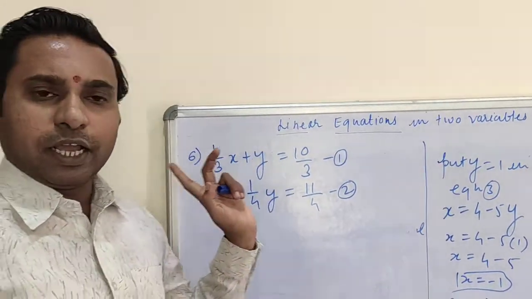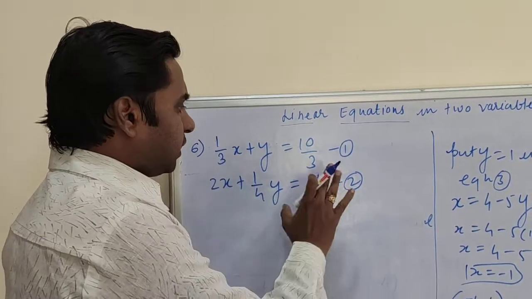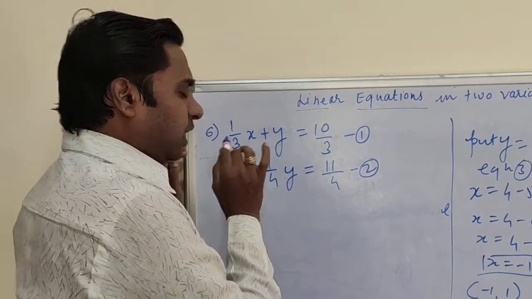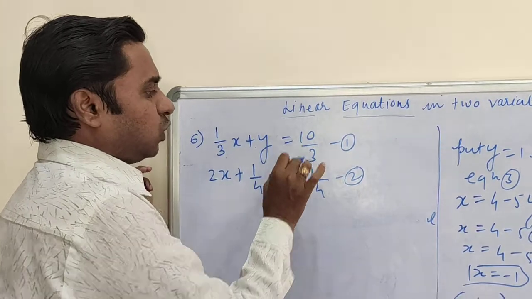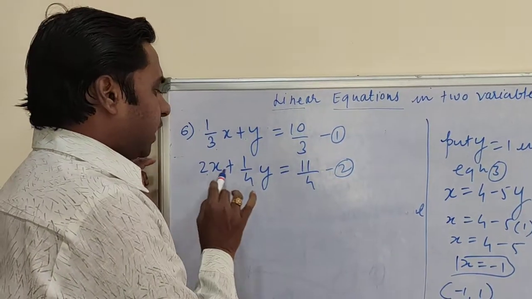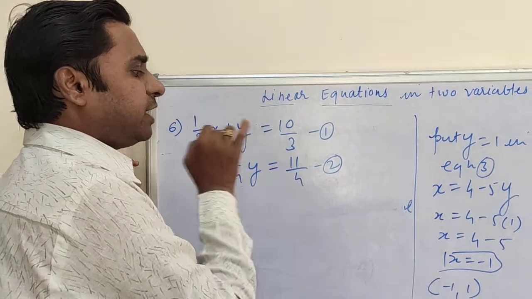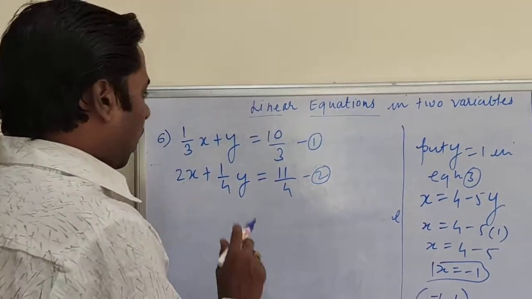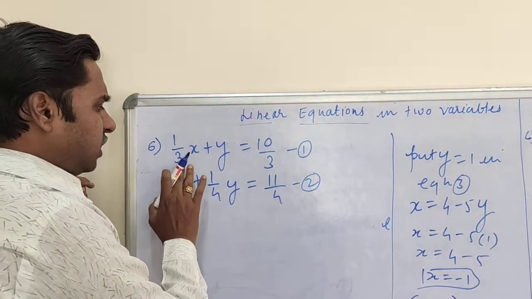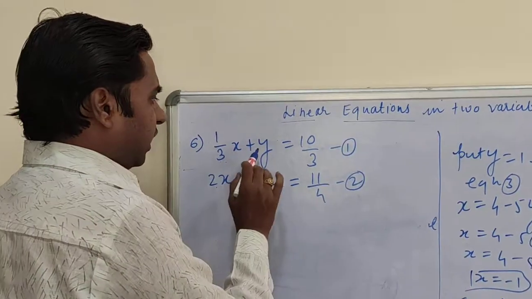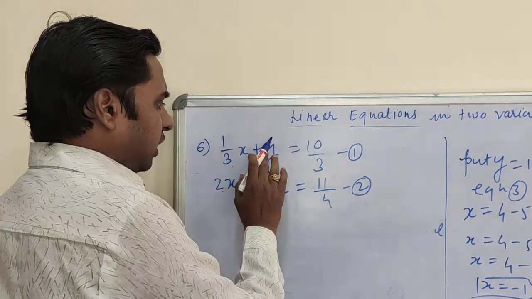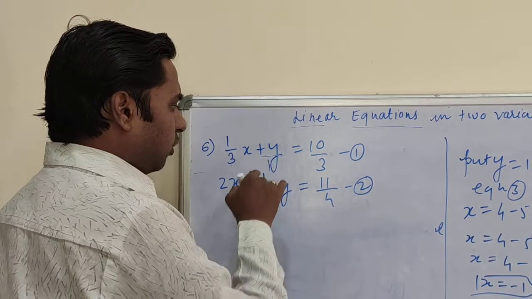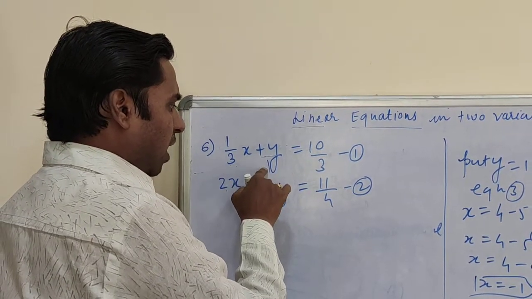Now no need to worry about this. Just see the equations carefully. 1 upon 3x plus y is equals to 10 by 3. And this is 2x plus 1 by 4y is equals to 11 by 4. Now this 3, here it is 3. So obviously we can transpose this 3 here. We can cross multiply because we know that y upon 1 is there.